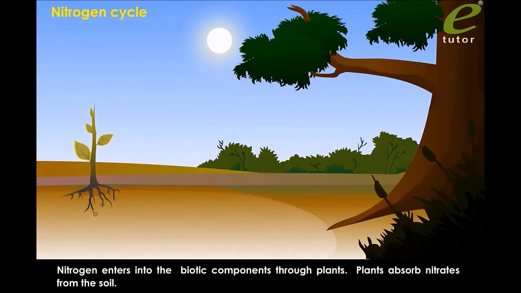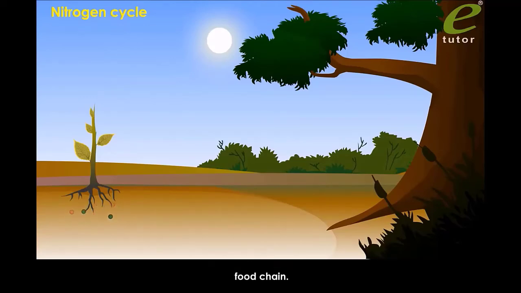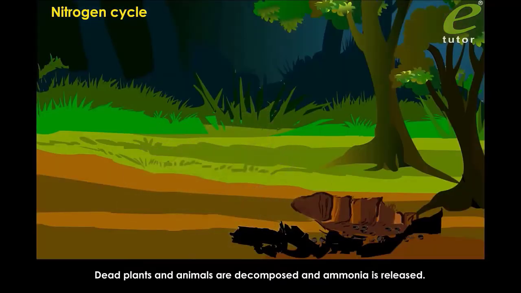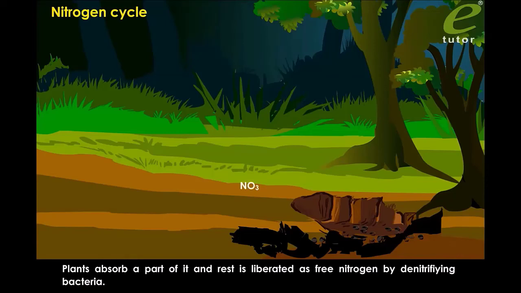Nitrogen enters the biotic components through plants. Plants absorb nitrates from the soil. Plants synthesize various organic compounds like proteins and amino acids, which pass on to consumers via the food chain. Dead plants and animals are decomposed and ammonia is released. The ammonia thus formed is converted to nitrates by nitrifying bacteria. Plants absorb a part of it and the rest is liberated as free nitrogen by denitrifying bacteria.